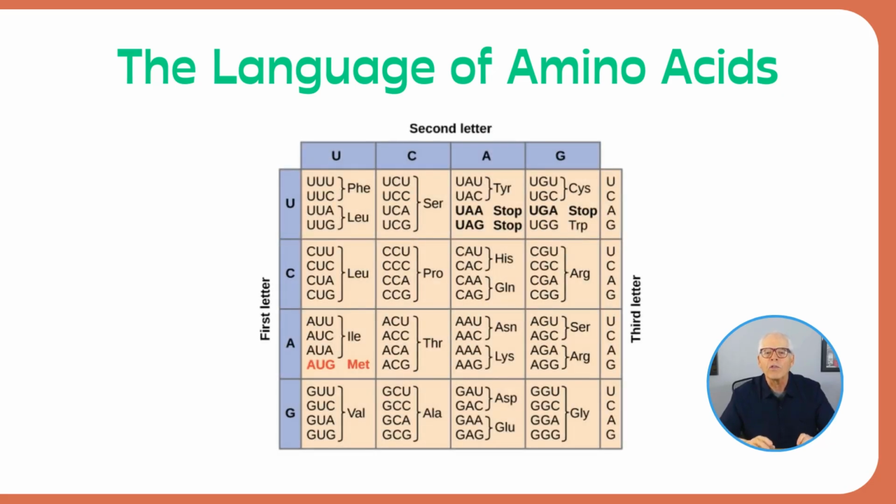Here's a table with all the possibilities and the translation of the words into the various amino acids. The 3-letter words are the codes for the different amino acids. And some of the amino acids are encoded by as many as 6 different words. One of the words, AUG, is called a start codon, which starts all proteins with the amino acid methionine. 3 of the words, UAA, UAG, and UGA, are called stop codons. These codons signal the translation to stop.